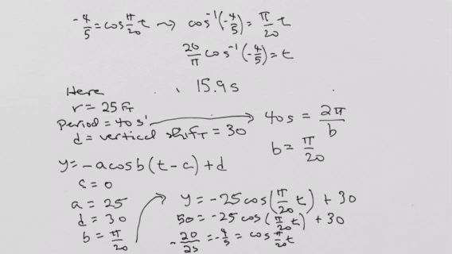And that makes sense because we have gone from the bottom of the Ferris wheel up to our axis of oscillation at 30, I think, and we'd have gone all the way up to where that reaches 50 feet. So we expect that to be a little less than half the period, which 15.9 seconds is. And so that's our answer, 15.9 seconds.